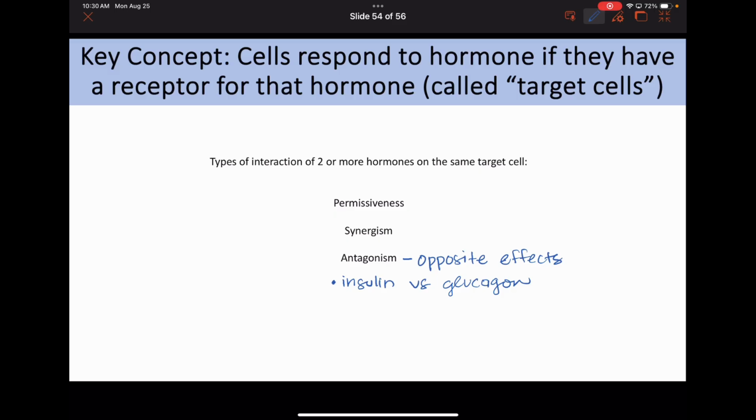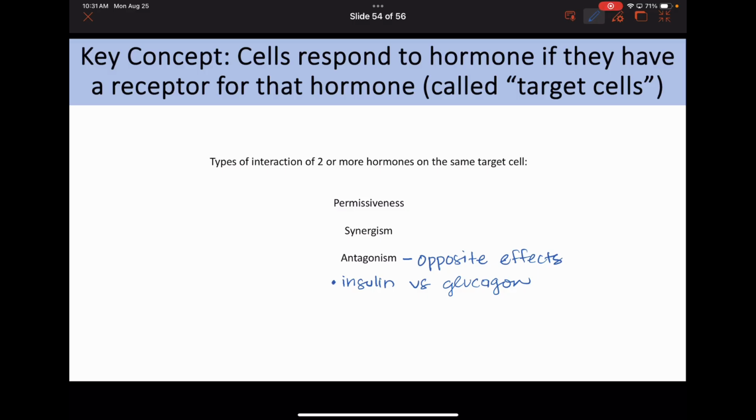Glucagon does the very opposite. Glucagon is going to tell the liver to break down that glycogen and release more glucose into the blood. Okay? So they both work on the same target cells, the liver in this case, but they're going to have different, opposite effects.